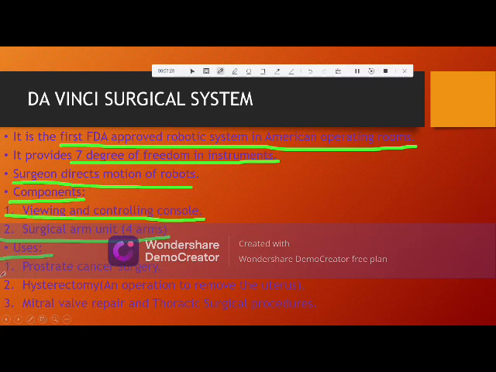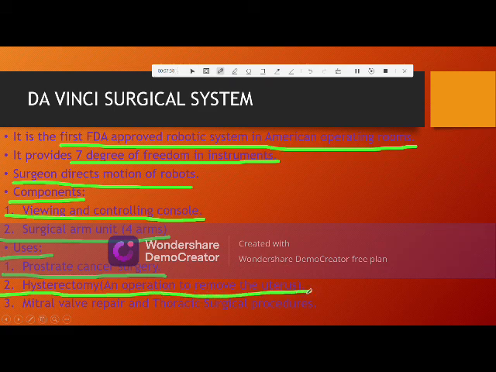Its uses: prostate cancer surgery; second, hysterectomy, an operation which is used to remove the uterus; mitral valve repair and thoracic surgical procedures.